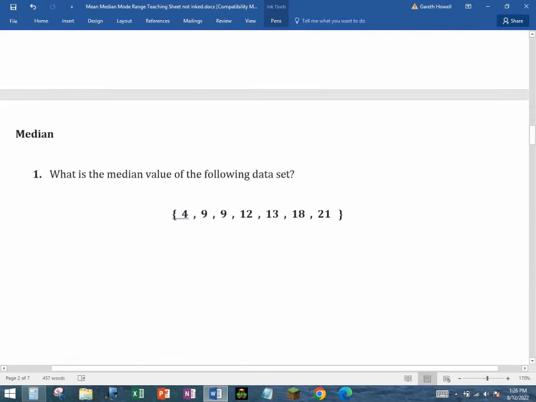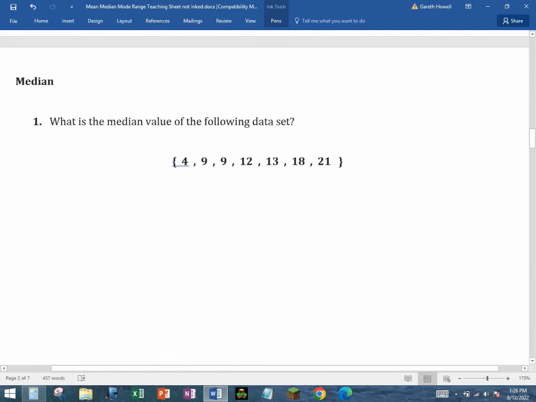So I'm going to move on to median. Now, many of you might know what median is. We're going to use the symbol capital M and a lowercase d. And this is the symbol for the median, or what we call the middle number.